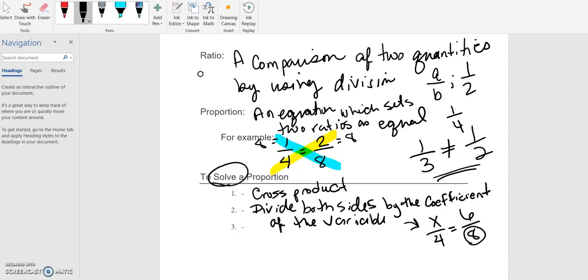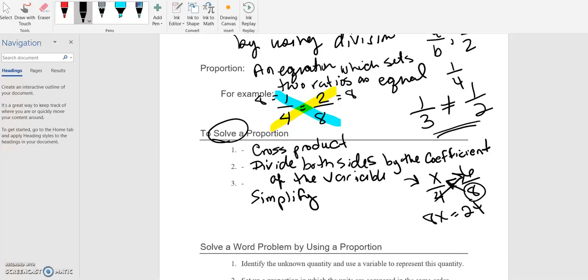Because when I multiply 8 times x, I'm going to get 8x here, and when I multiply 4 times 6, I'm going to get 24. Now, you remember from chapter 8 that in order to solve this, how do I get rid of this 8? Well, I divide by that coefficient. So that's what I mean by divide both sides by the coefficient of the variable. And then finally, last but not least, I need to simplify to determine what my value of x is. I need to know what this is, and so I need to simplify to make that happen.